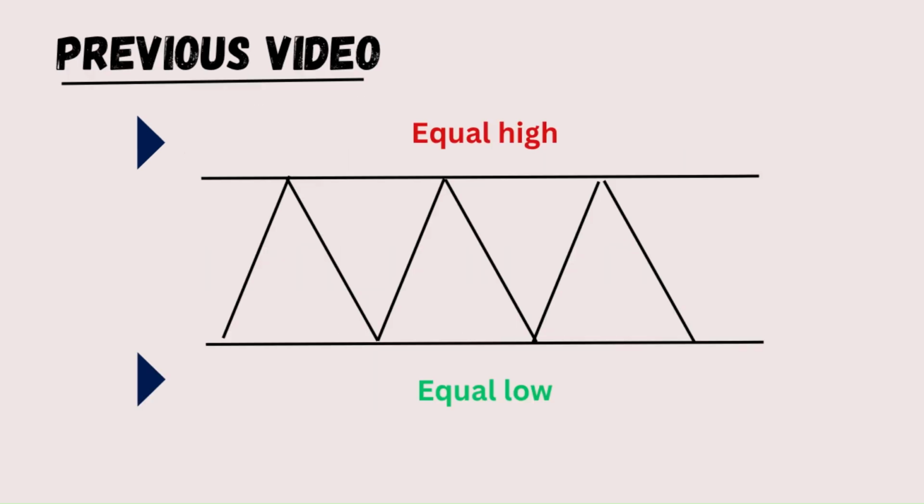In previous video, we talked about equal high and equal low, how collection of buy orders and sell orders accumulate and how market makers manipulate the market to take down all buy and sell orders. If you missed that video, watch it from the iCard or end screen after this video.